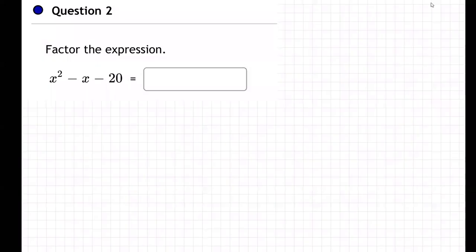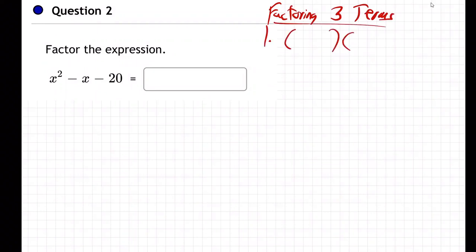Okay, so on this one, we want to factor the expression right here. And how are we going to do it? Well, when you have three terms, let me write it out up here. So factoring three terms. Step number one is to do like 2 parentheses with x's in the front.